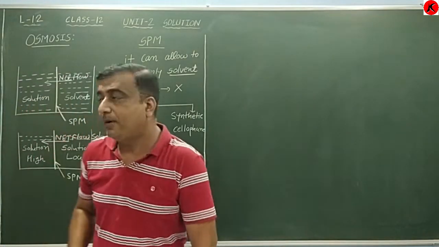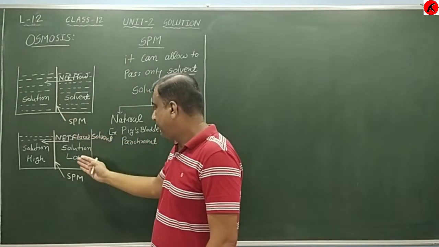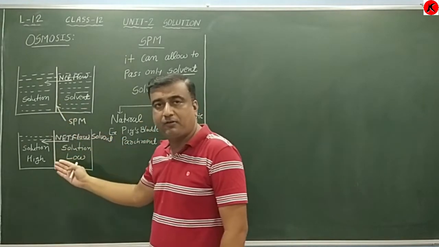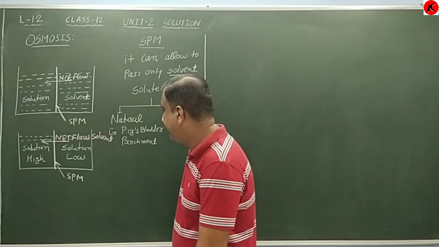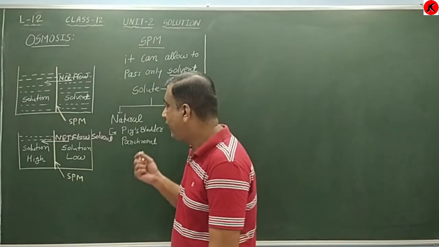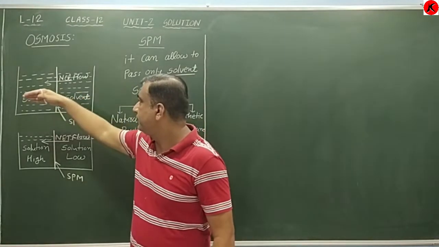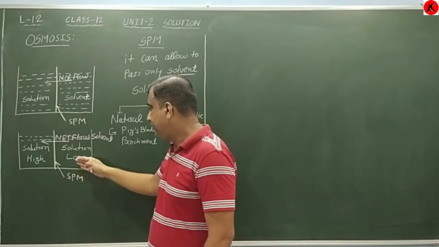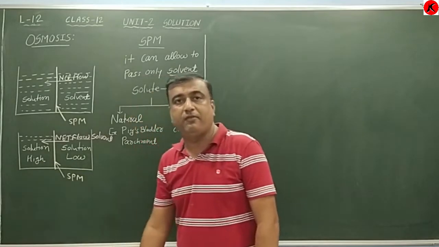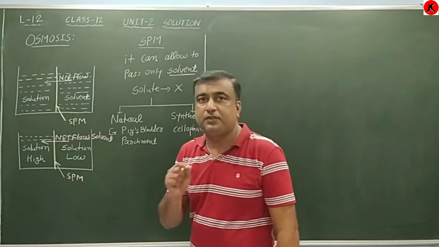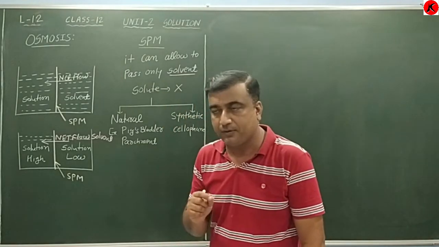So again, what do we mean by osmosis? When a solvent and solution, or two different solutions having different concentrations, are separated by SPM, then net flow of the solvent molecules will start. In the first case from the solvent to the solution side, and in the second case from the solution having lower concentration to the solution having higher concentration. This phenomenon is known as osmosis.